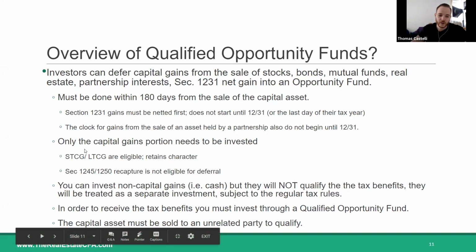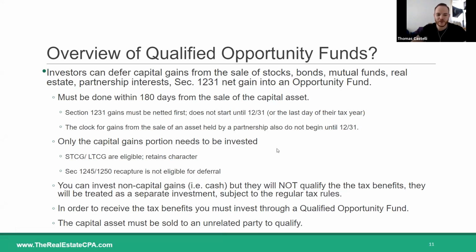And as we discussed before, only the capital gains portion needs to be invested. Short-term and long-term capital gains are eligible, and they will retain their character. Now, Section 1245 and Section 1250 recapture is not eligible for deferral. So basically, the depreciation recapture tax you're going to have to pay upon sale. So you can defer the gain, the actual gain from sale, but not the depreciation recapture tax. You can invest non-capital gains into the fund, but they will not qualify for the tax benefits. They will instead be treated as a separate investment subject to the regular tax rules.